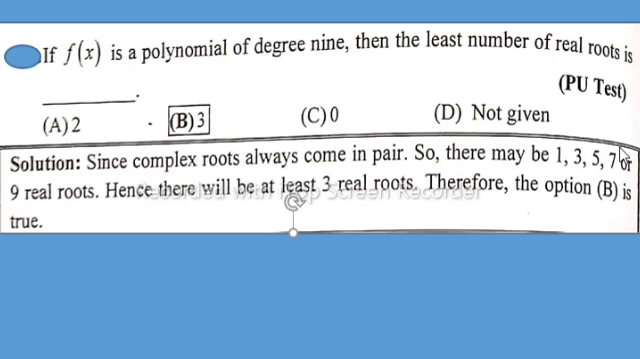Solution: since complex roots always come in pairs, there may be 1, 3, 5, 7 or 9 real roots. Hence, there will be at least 3 real roots. So, option B is correct, which is the required solution.